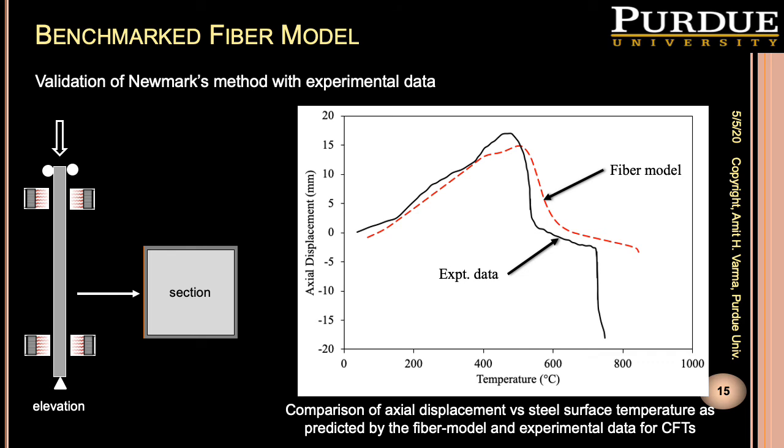In this slide, the axial displacements obtained from the model are compared with the measured displacements in a fire test of a concrete filled tube column. The column expanded until the surface temperature achieved about 550 degrees Celsius, followed by the contraction of the column due to the degradation of the material stiffness at elevated temperatures.